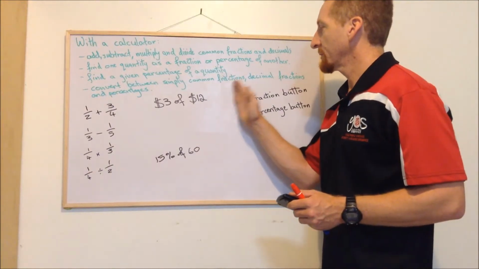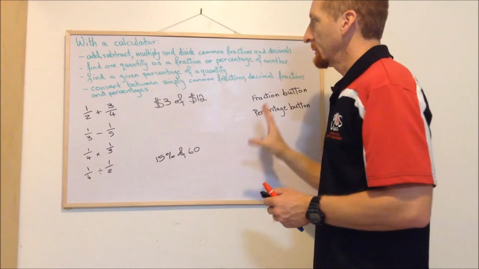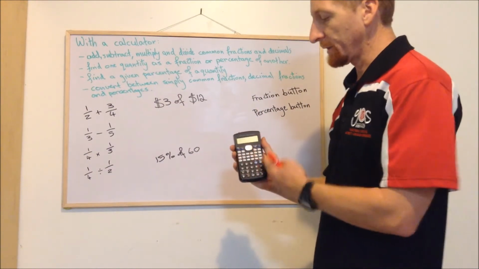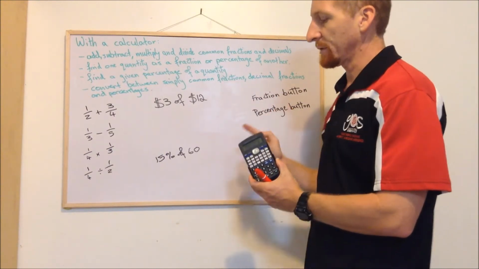So we've been talking about fractions, decimal fractions and percentages, converting between them. So now with a calculator, doesn't matter what sort of calculator you have, you should be able to do this. Scientific calculator obviously makes it easier. When I explain the last step, you'll understand that.